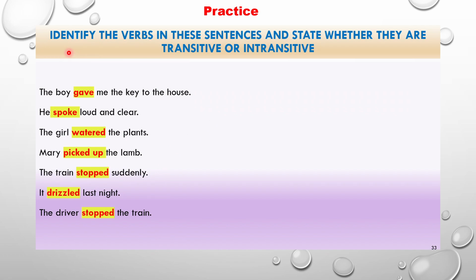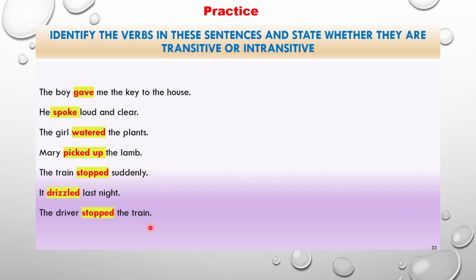Now we shall do some practice and recall what we have learned. Identify the verbs in these sentences and state whether they are transitive or intransitive. The boy gave me the key to the house. So is this transitive or intransitive? He spoke loud and clear. The girl watered the plants. Mary picked up the lamp. The train stopped suddenly. It drizzled last night. The driver stopped the train.